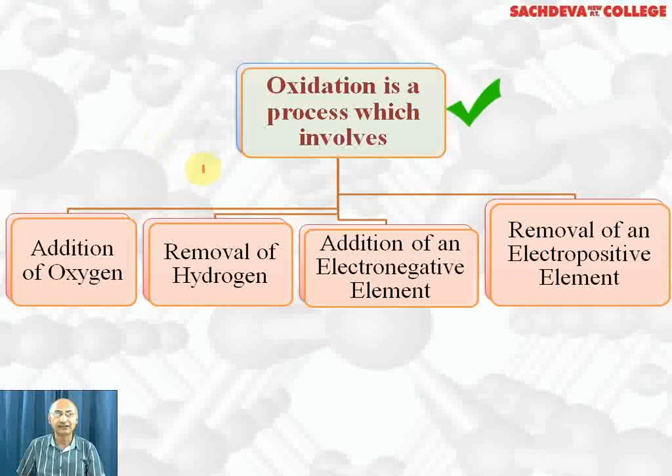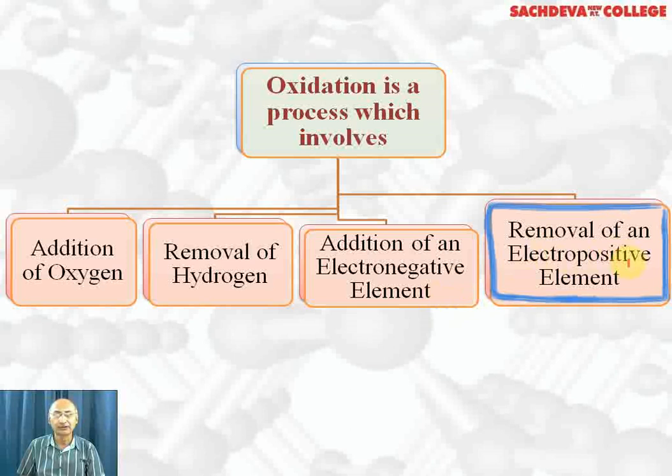First we are defining oxidation. Oxidation is a process which involves addition of oxygen, removal of hydrogen, addition of electronegative element like chlorine, sulfur, or removal of electropositive element like hydrogen, mercury, etc. So oxidation can be any one of them, either addition of oxygen or removal of hydrogen or addition of electronegative element or removal of electropositive element.